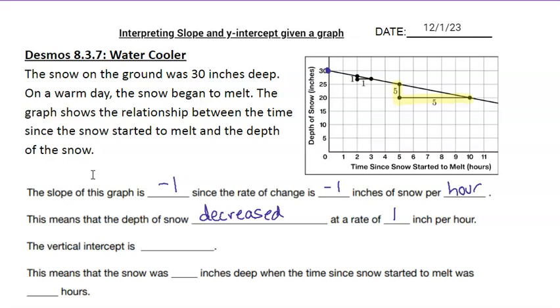So the vertical intercept is 30. So this means that the snow was 30 inches deep when the time since snow started to melt was 0 hours. And that is how we can use our graph and the context of the problem to interpret the slope and the y-intercept.